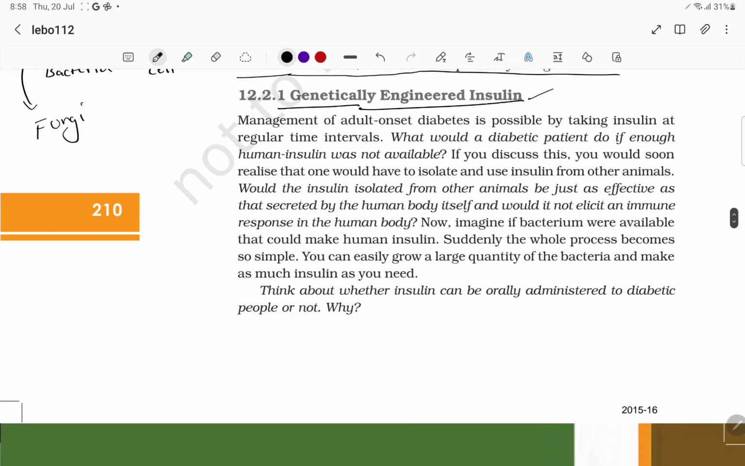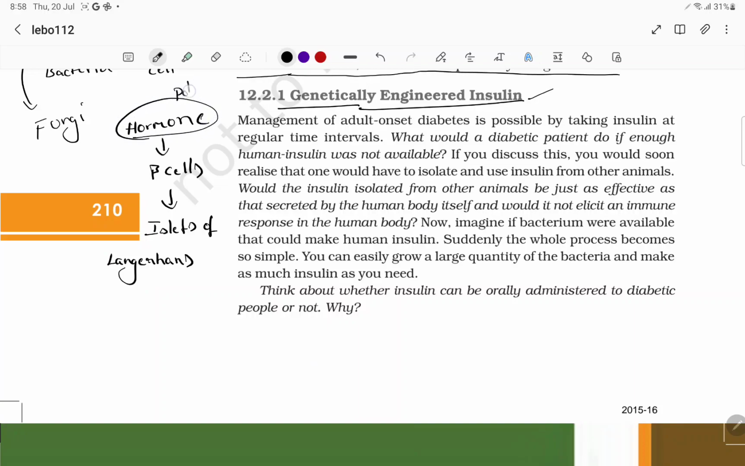So genetically engineered insulin. So what is insulin? Insulin is a hormone which is produced by beta cells of islets of Langerhans. And what does this hormone cause? This is a peptide hormone, a polypeptide hormone. So let's talk about this.